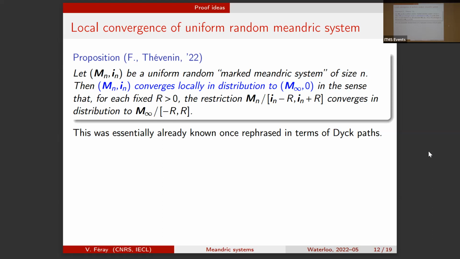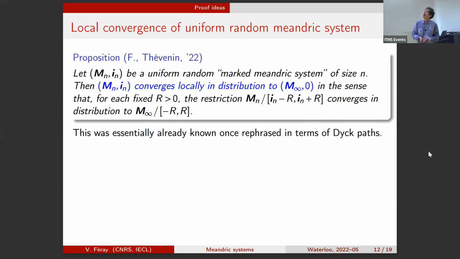Okay? And what I mean by converging locally is that if you fix a radius r, and you look at the restriction of your marked meandric system to the marked point, r points on the right and r points on the left, then this is just a discrete object. This lives in a finite set, and the probability of each configuration will tend to the probability of the same configuration in the infinite nodal. So this is something very concrete. When you look in a fixed window, it converges.